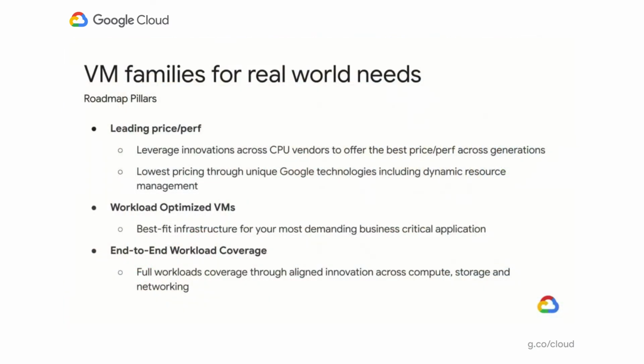Across our offering, we focus on three key pillars that you will see me covering today. The first one is that our virtual machines will always offer you leading price performance to ensure that you are running your applications effectively and efficiently, and that you are seeing improvements year over year. We do that by leveraging innovations across CPU vendors, and also by leveraging unique Google technologies that we've used internally for years to run our own infrastructure.